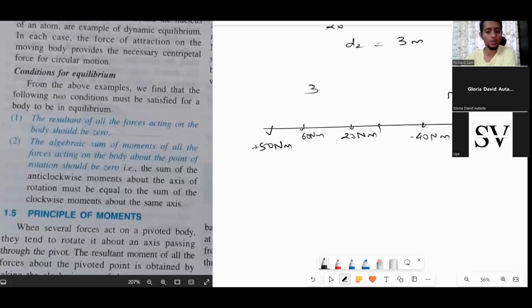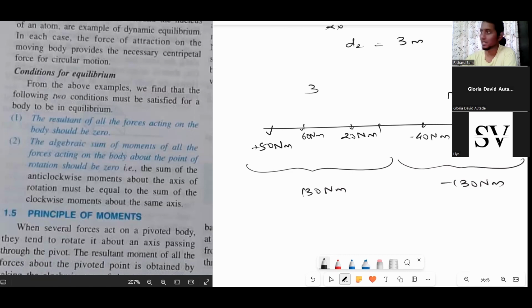Now add all the moment of forces that are anti-clockwise and add all the moment of forces that are clockwise. How much will that come up to? No, separately add them. Anti-clockwise 120? 130. So 130 Newton meter. And clockwise moment is minus 130 Newton meter.